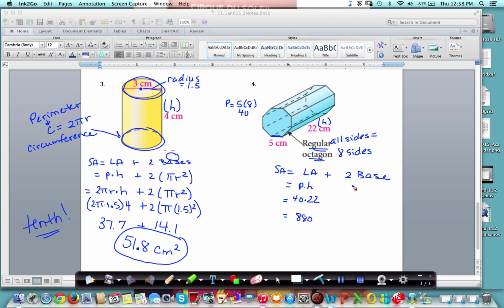The tricky part comes in when we're trying to get the 2 bases, because for the base I have to do 1/2 the perimeter times the apothem. That's an A, apothem. Which means I have to take this figure off to the side, and I'm going to have to figure out the apothem. I got to draw that little triangle in there. So if I take this little triangle out, and I need to find the apothem, and I know that the whole side is 5, I know this piece is going to be half of it, or 2.5 from the middle to the outside edge, right?